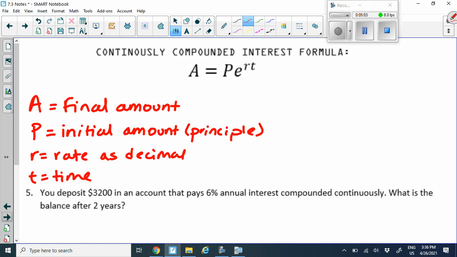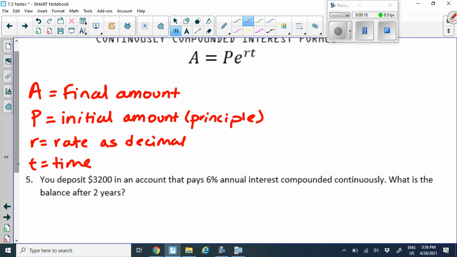Now, the first thing you should be asking yourself is, how do I know when to use the previous formula, and how do I know when to use the continuous compound formula? There is going to be a key word. When you are reading a problem, like number 5, it says you deposited $3,200 in an account that pays 6% annual interest, compounding continuously. Anytime you see that phrase, compounded continuously, you have to use PERT.